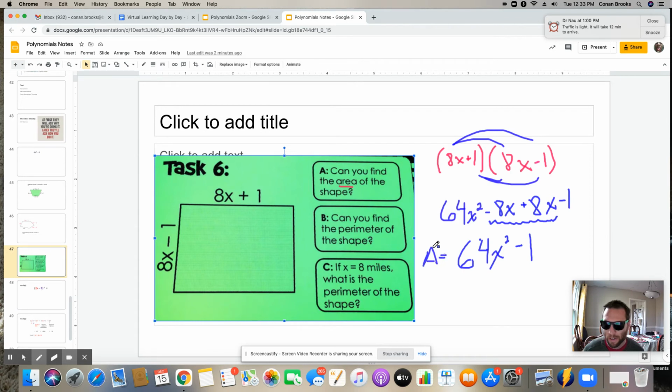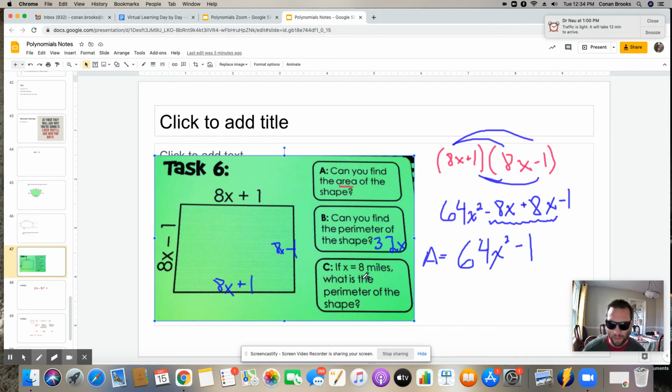This is the area. Next is, can you find the perimeter of the shape? Well, rectangles, this has to be 8x minus 1. This has to be 8x plus 1. So all the plus minus ones cancel out, and the perimeter of the shape would be 8 plus 8 plus 8 plus 8, which would be 32 x's.